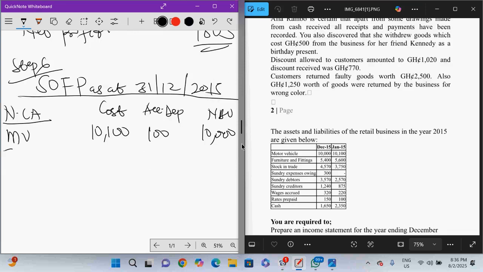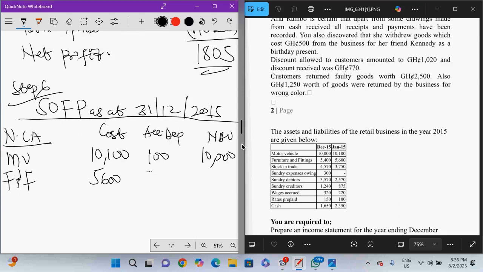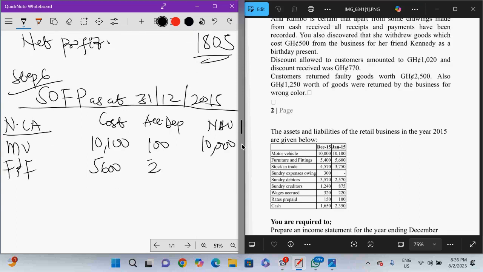Then we have the furniture and fittings, 5,600, and depreciation of how much? 200, right? And we are getting 5,400. So this plus this is giving us 15,400.